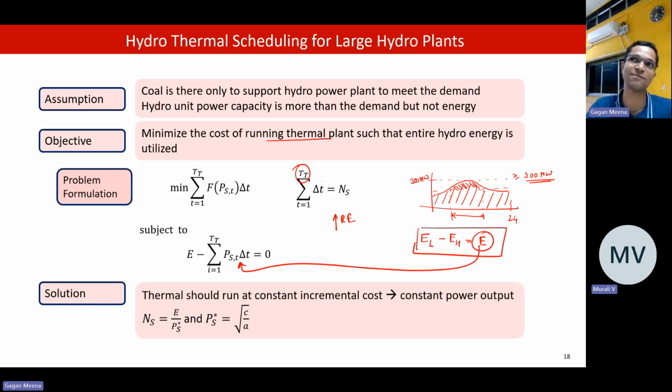If we have adequate pumped storage, as per CEA, India has a potential of around 176 gigawatt of pumped hydro storage, and that is not exploited yet. We have only less than 5 gigawatts of pumped hydro storage operational right now. So that will certainly help.